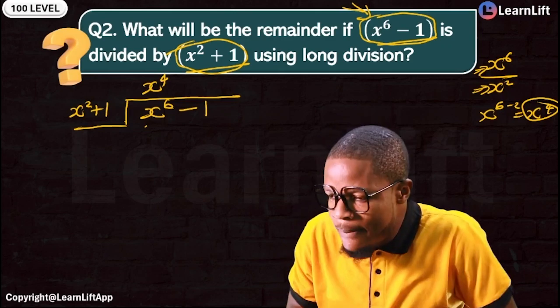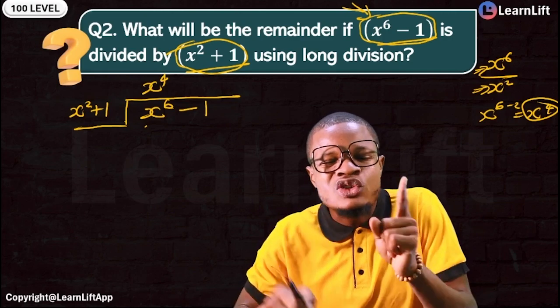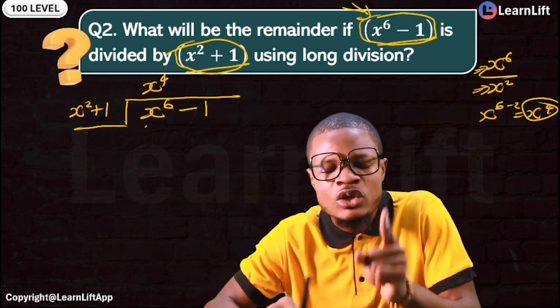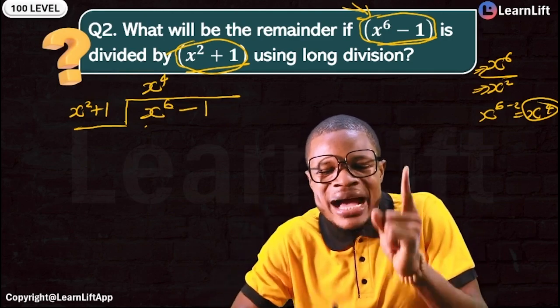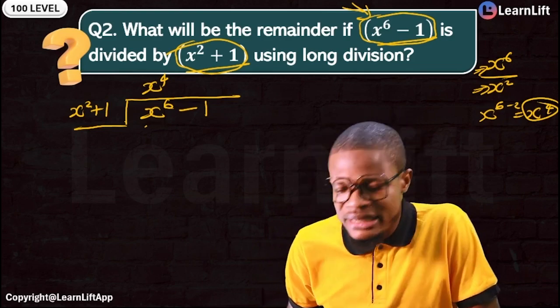Now, this is the trick. How did I get x raised to the power of 4? x raised to the power of 6 divided by x raised to the power of 2 is x raised to the power of 4, not x raised to the power of 3. Are you getting it now? Apply your indices there. The next thing is this.